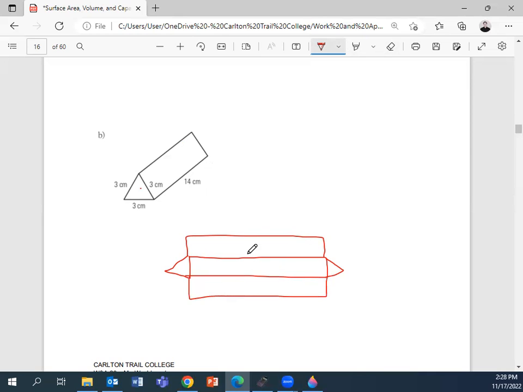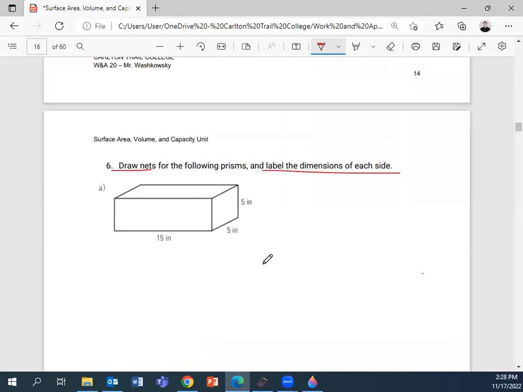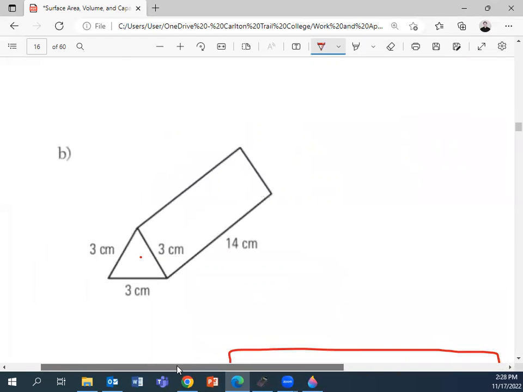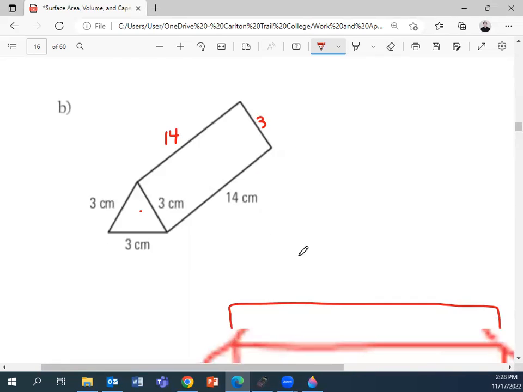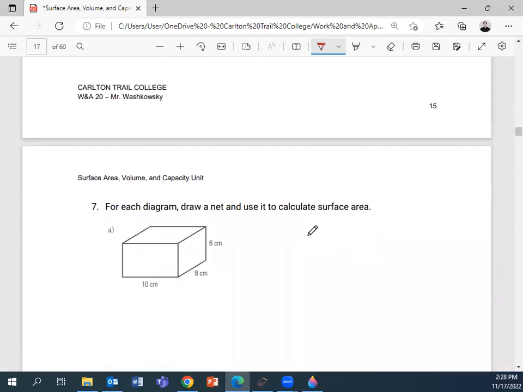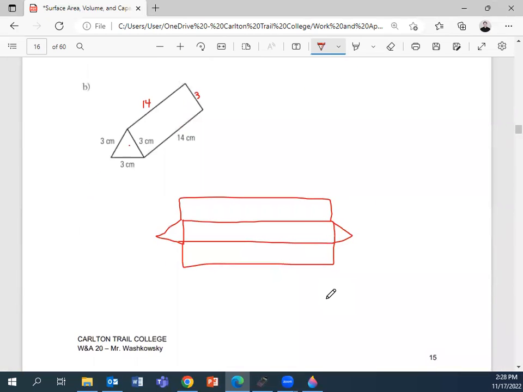So all of a sudden now I have my 5, I've drawn my net for it, and now I want to label the dimensions of each side. So if I go to this picture here, this side here is 14 centimeters. This side here is 3 centimeters. That's all it wanted me to do. Label the dimensions of each side, draw a net for it. We're done. I'll give you a second there in case you hadn't gotten there.